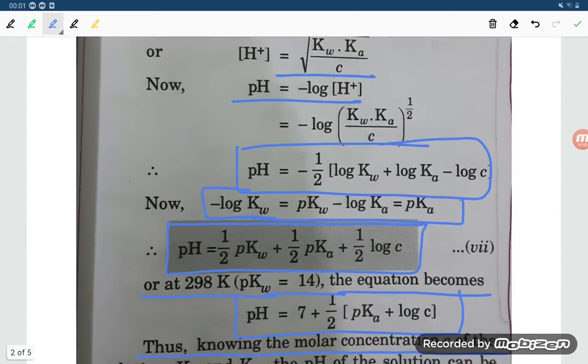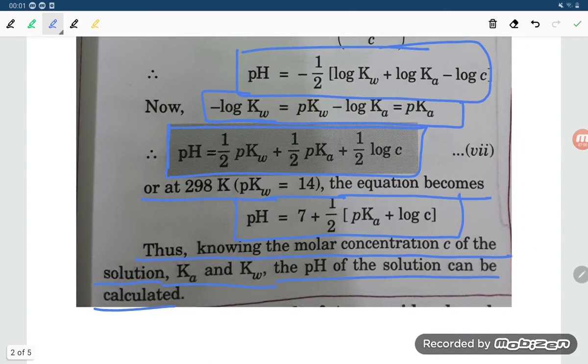Dear students, the derivation is quite complicated, but we have to memorize that the pH of hydrolysis of a salt of weak acid and strong base is pH = 1/2 pKw + 1/2 pKa + 1/2 log C. So this is all about the pH of hydrolysis of salts.